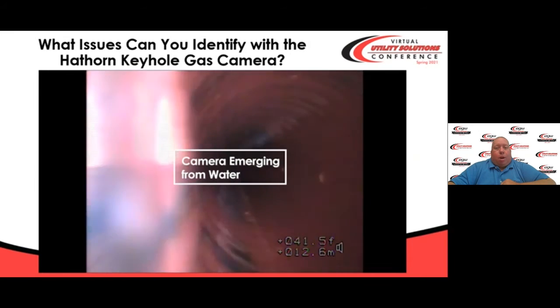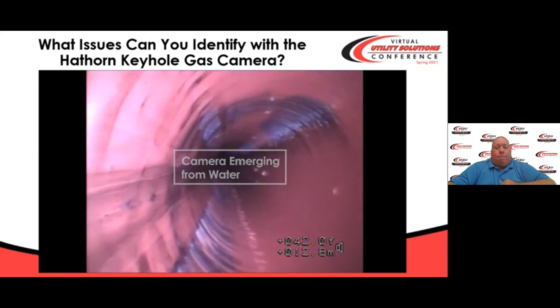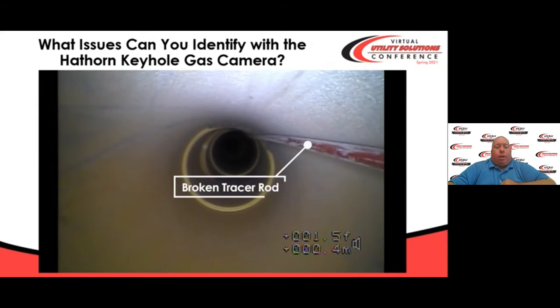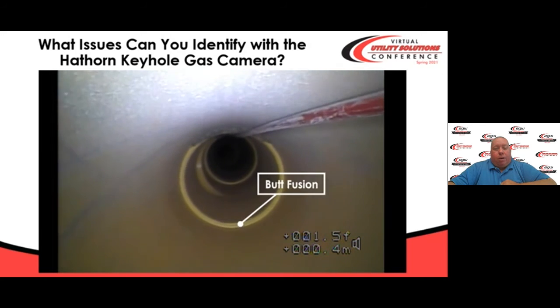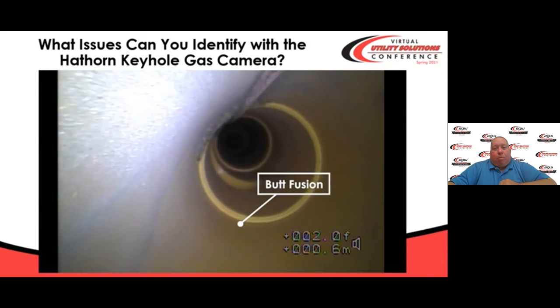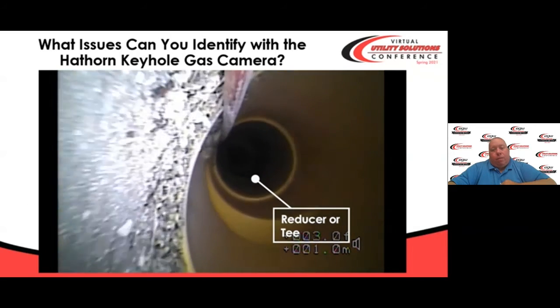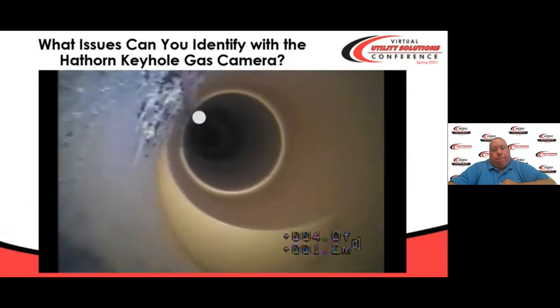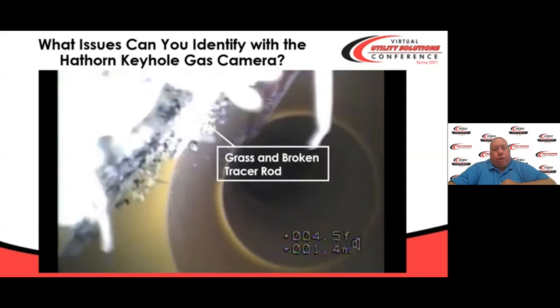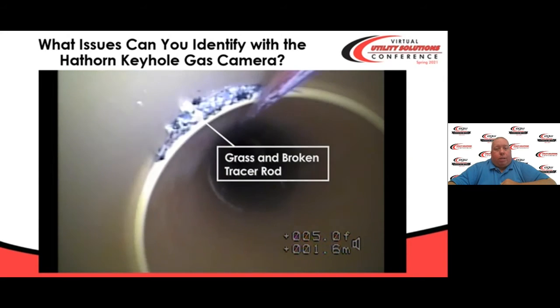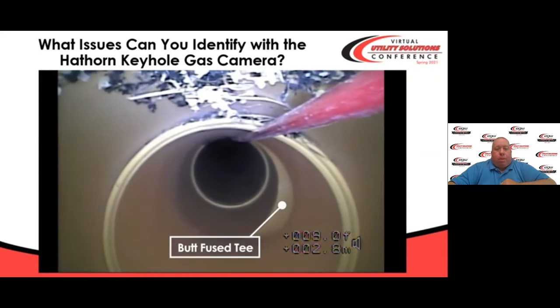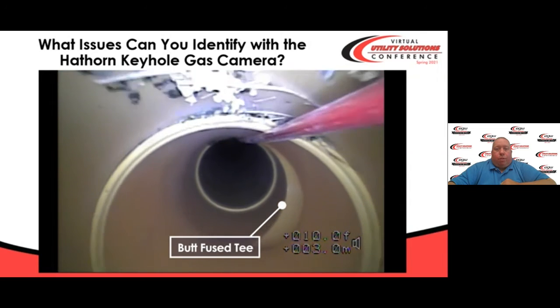Here's the camera emerging from the low spot in the line that the water was gathered in. This is just an example that occasionally, if you're using a traceable rod, it might get broken and left in. Here's another butt fusion T. Possibly a reducer here on the far side, more grass and broken tracer rod. There's your butt fusion again.